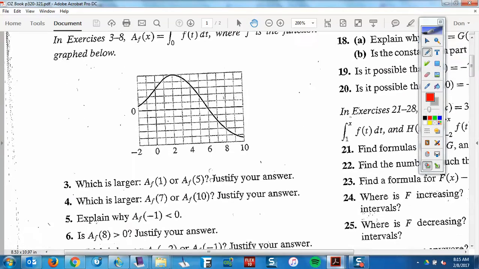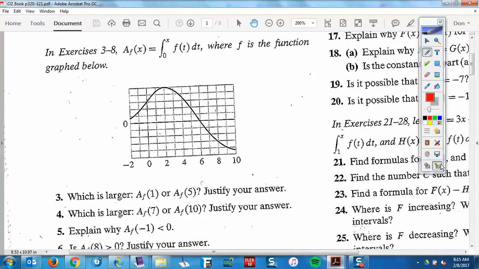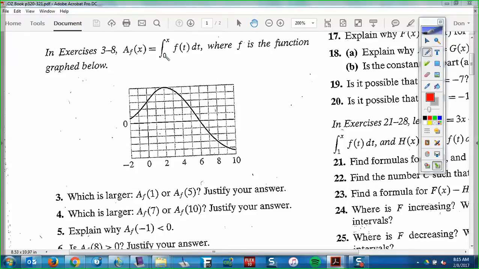Okay, all right, so you've got big A is equal to the integral from 0 to x. Which is larger, A of 1 or A of 5? What'd you say? Why? There's more space enclosed in this positive. Okay, what's the word you're going to use? Area. Okay, yeah, space, ground to cover, that's all good.